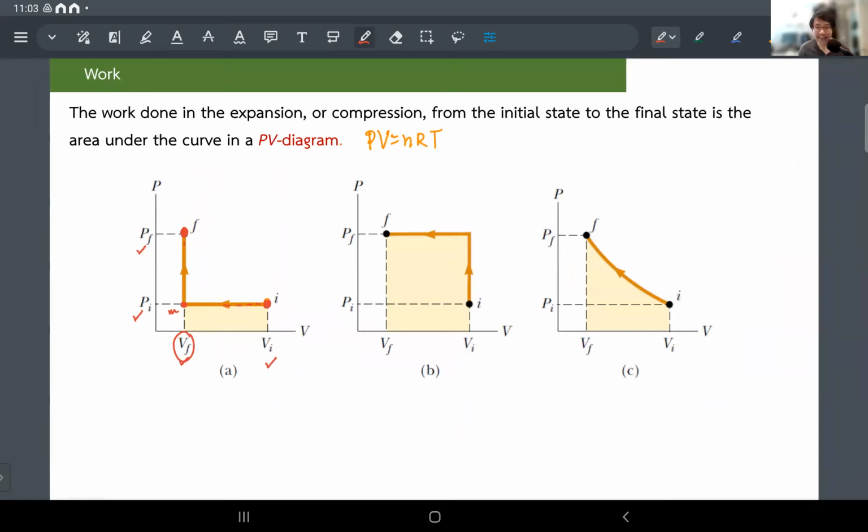Okay. Okay. I'm just having fun with my sound effect here.